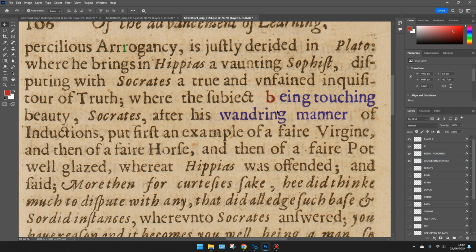And then below that, we get wandering manner. And again, we can kind of apply that thought to this being touching, and it's not touching. It's got a wandering manner. It's moved away from its supposed position. So these are the little instructions we need to watch out for that help explain or help us move down this page.